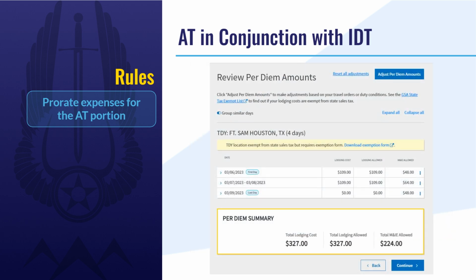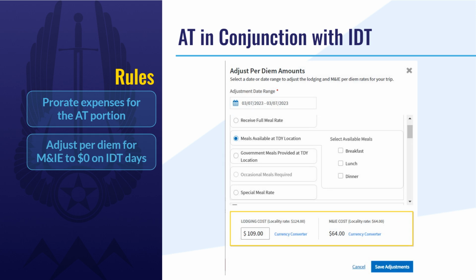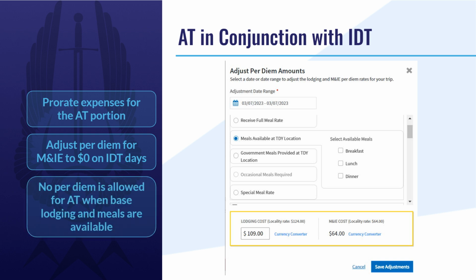You can adjust the per diem page to reflect elapsed travel time, including IDT. The per diem page must reflect $0 for M&IE on the IDT days, because M&IE is not reimbursable on IDT orders. No per diem is payable while in annual tour status at a location where government meals and lodging are available. For AT, IRs cannot submit a missed meals form or other justification that would change the M&IE rate to a different rate than what is listed in the directory.